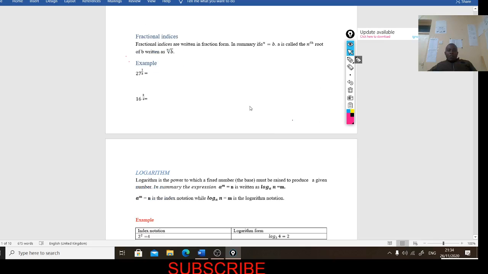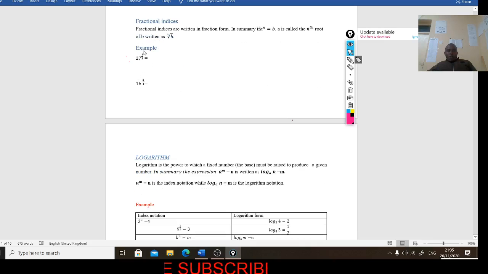Let's talk about fractional indices. These are indices written in fraction form. In simple terms, if a to the power of n equals b, then a is called the nth root of b, and is written as the nth root of b.